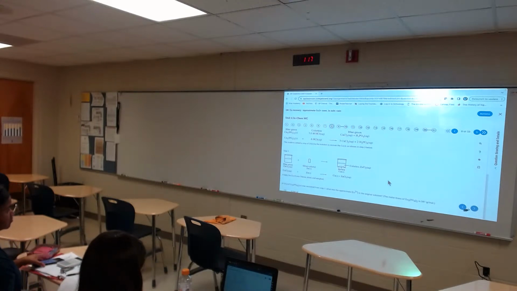If 4.6 grams of copper phosphate was recovered from step 1, what was the approximate copper ion concentration in the original solution? Which means steps 2 and 3 are completely irrelevant to the question. All right, the molar mass of copper phosphate is 381 grams per mole. So how many moles of copper phosphate did we collect?